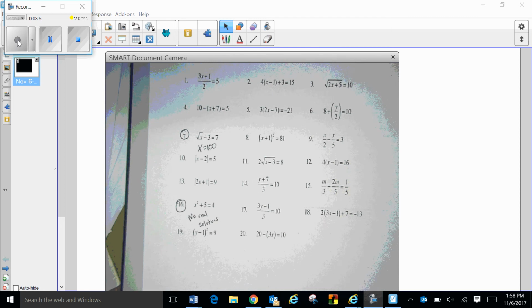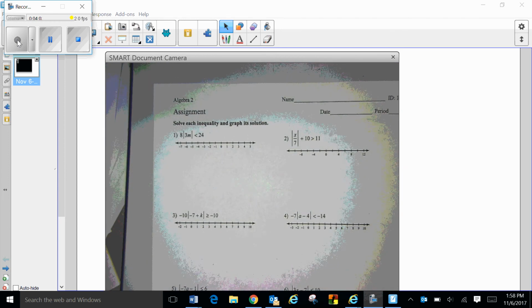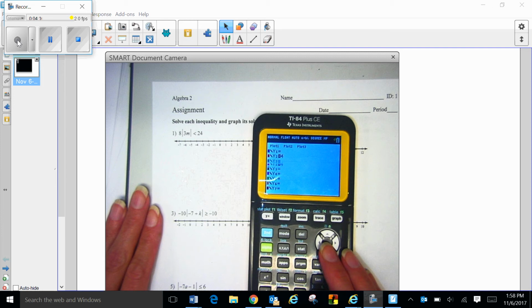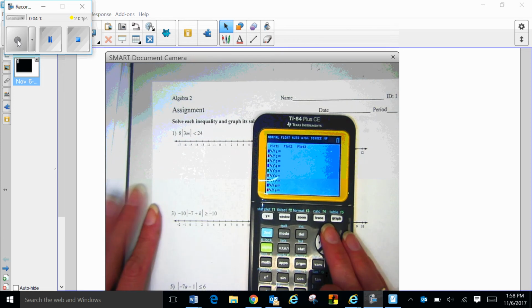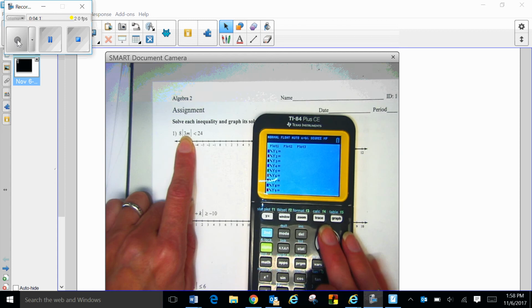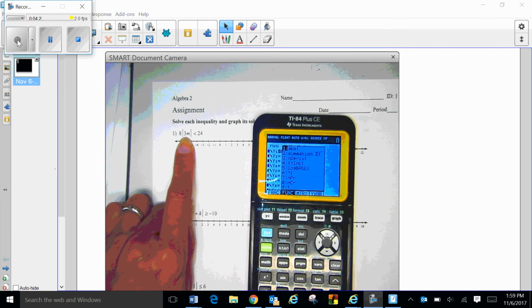I'm going to look at the back side of this worksheet, and this is what we looked at in class yesterday. We didn't do ones quite this complicated, but again, we're going to use the calculator to help us out. So if we go into the y equals, and we put what's on the left of the inequality in y1. Remember, absolute value is alpha window number 1. We're going to replace m with x, but that's okay. We've been doing that forever. And we're going to put 24 here.